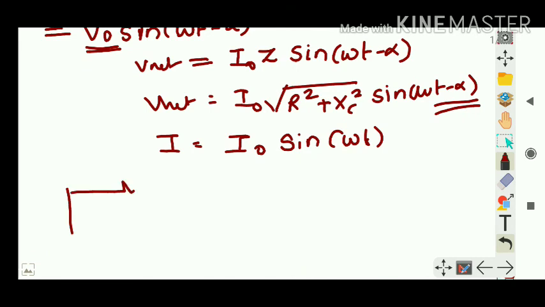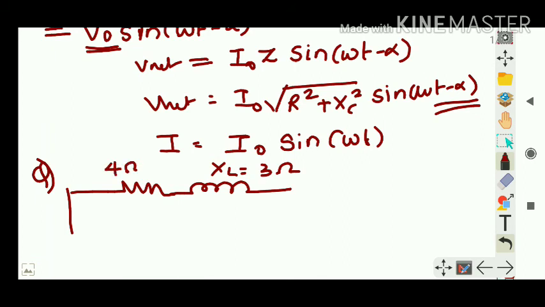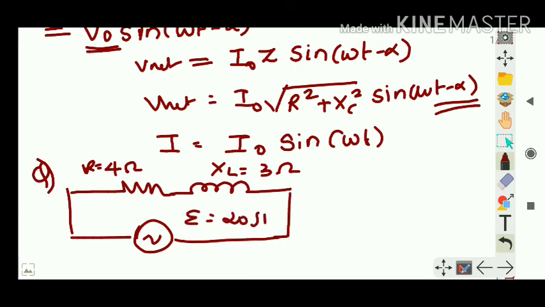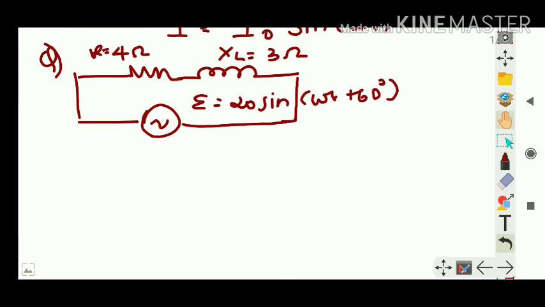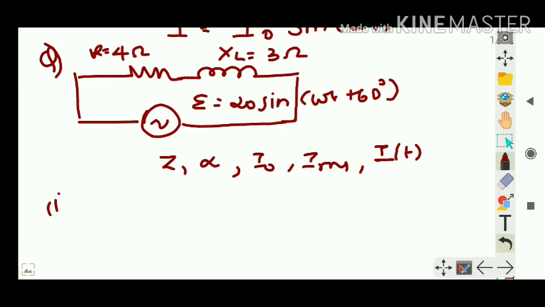Now let's do a simple problem, guys. Suppose this is a circuit which is given. This is a numerical problem we are going to do, and this is an inductor, say, right? This is XL, let's say it is 3 ohm, and the resistance is 4 ohm, right? And you have an AC supply with EMF E equal to 20 sine omega t plus 60 degree, right? You are asked the following questions. What is the value of Z, alpha, I naught, IRMS and I of t? These are the things we are supposed to find. So let's move on with the first section.